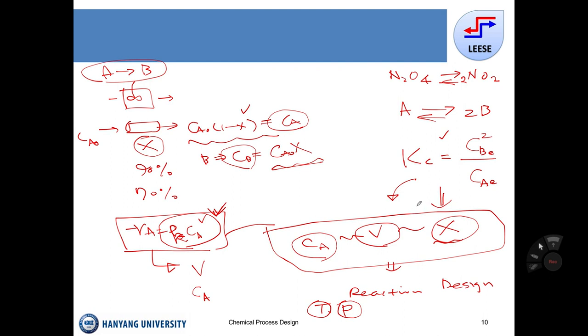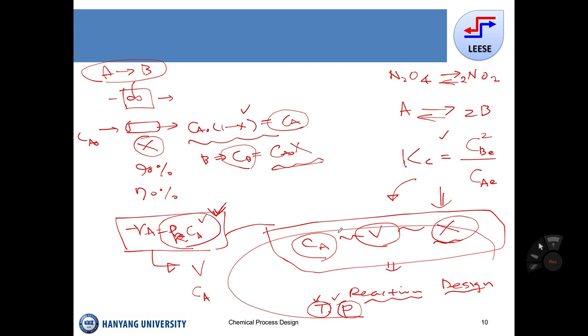Le Chatelier's principle. So based on the choice of temperature, for an exothermic reaction it might be better to decrease the temperature. For an endothermic reaction, it's better to increase the temperature in order to have high equilibrium conversion in the reaction. So temperature and pressure dependence will be explored further. This is called the reactor design.